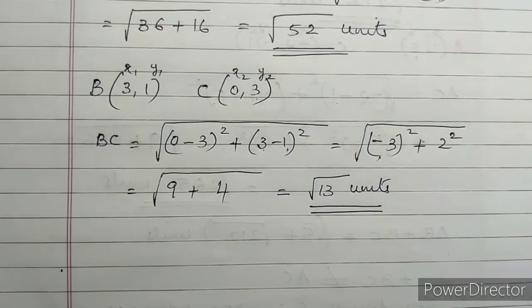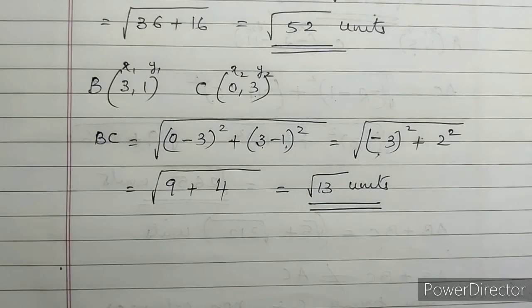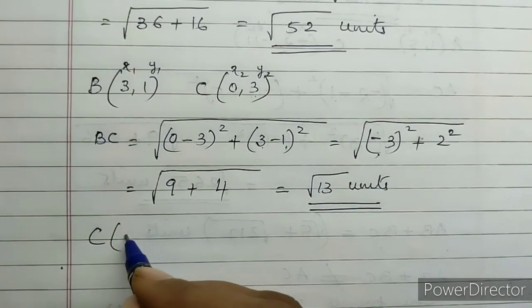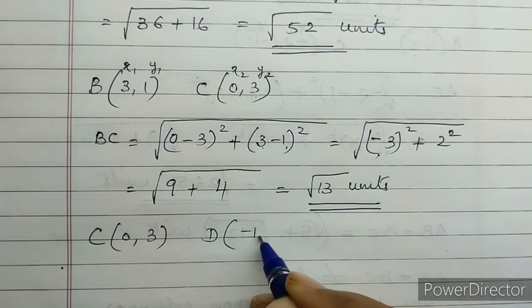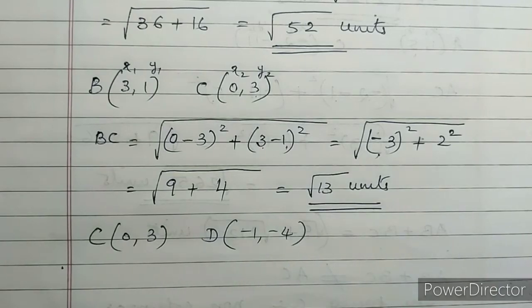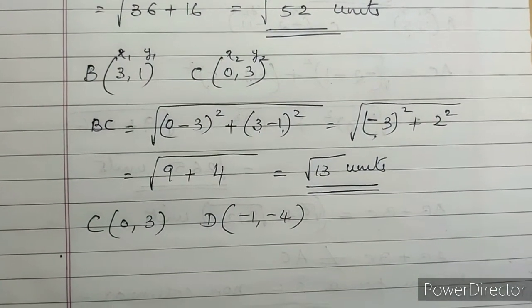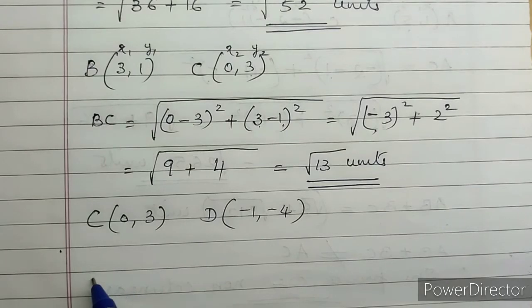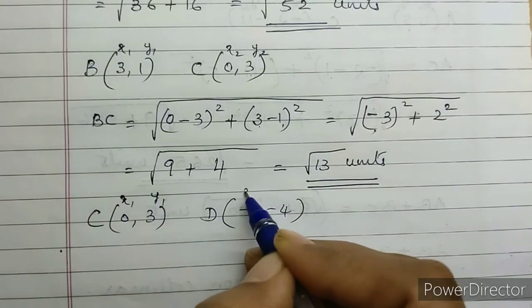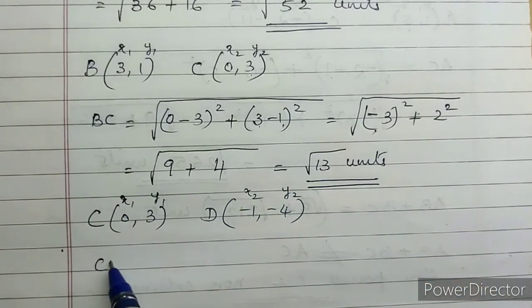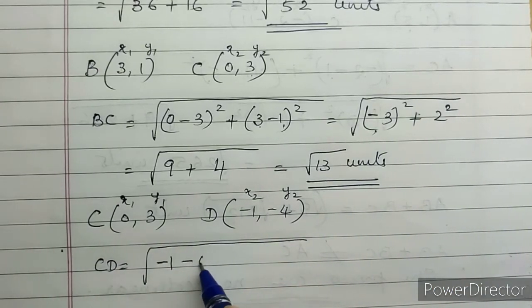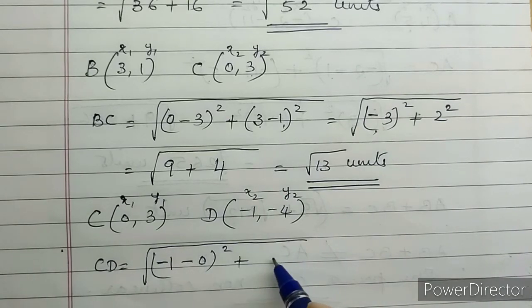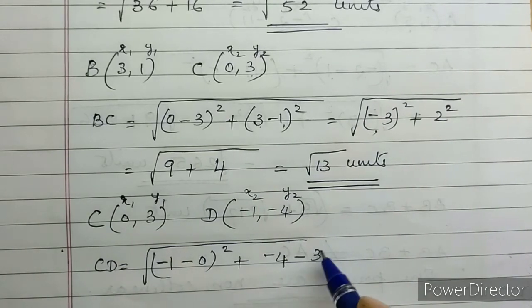Now third side you have to find, which is CD. C, how much is it? 0, 3, and D is -1, -4. CD is square root of, x1 y1 you put, x2 y2. So CD is equal to square root of x2 minus x1 the whole square plus y2 minus y1 the whole square.